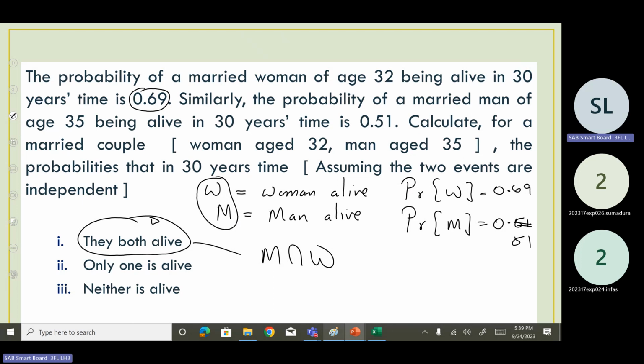And independent. Simply, you can multiply and get the probability. Okay, right. So we'll define these things. Maybe define the identity first. Woman alive is W, man alive is M. Probability of W given, probability of M given.